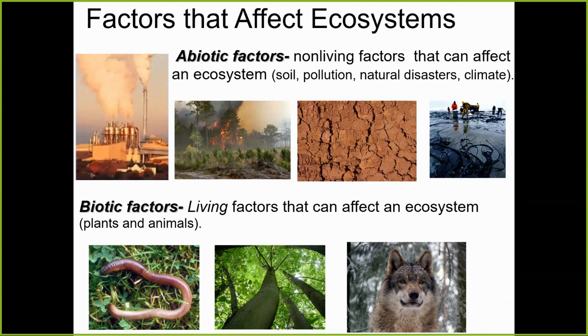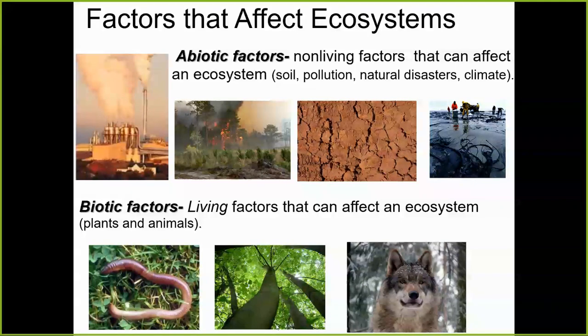All right, so what are factors that affect ecosystems? We've already talked about this a little bit. We have our abiotic factors. These are the non-living factors in an ecosystem. So anything that can affect this ecosystem that's non-living: soil, pollution, natural disasters, climate, rainfall, water, anything that's non-living that can affect the ecosystem is an abiotic factor.